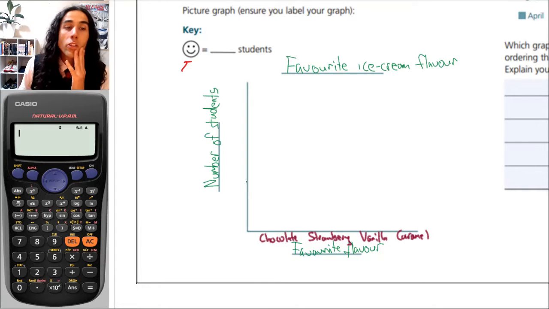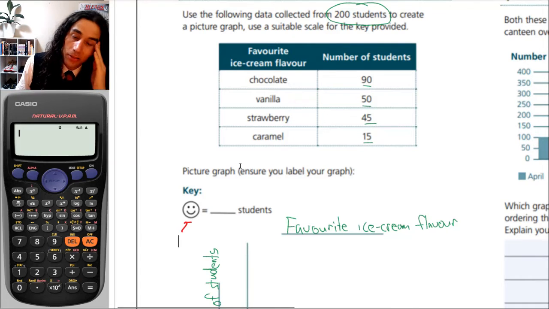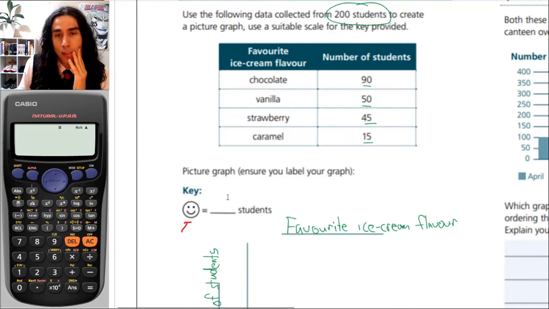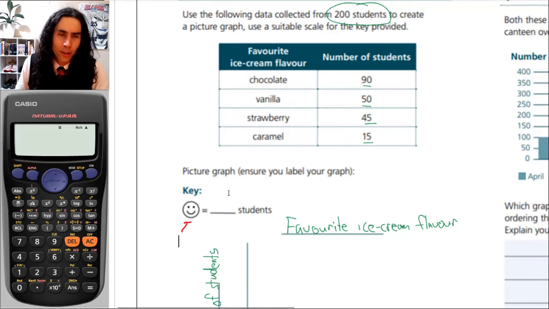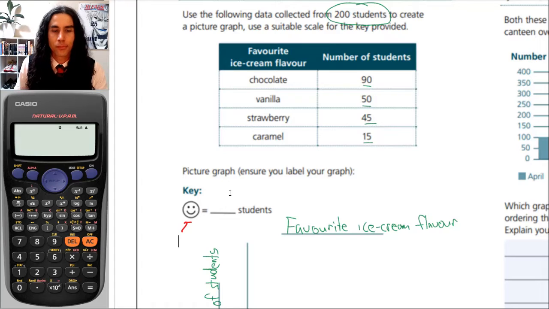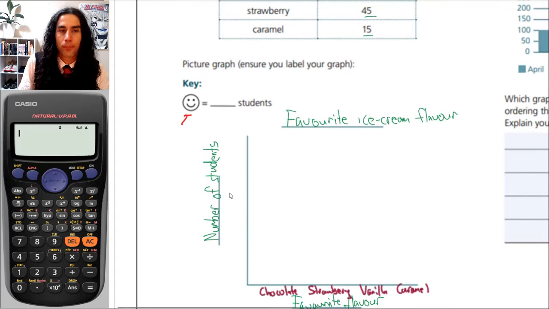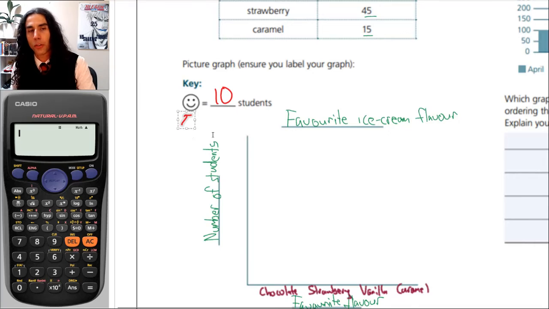Now, what should we make the smiley face represent? I think 20 is a nice number. Or maybe 25 or 50. No, I think 20 is nice because we can split it into quarters easily. Or you could do 10. Yeah, let's go with 10. So 10 or 20. And the reason I did 10 is because then I don't have to do quarter smiley faces.